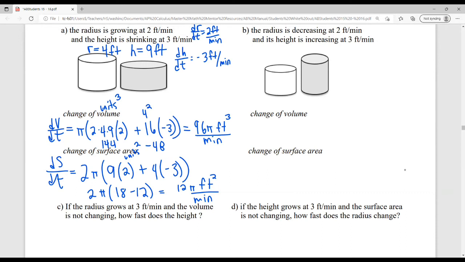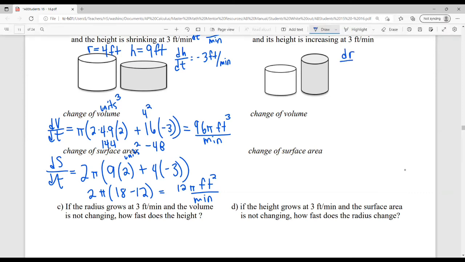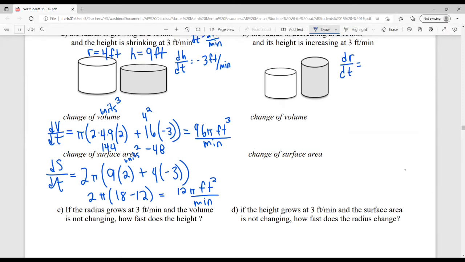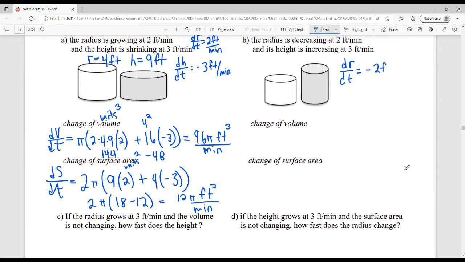I'm going to skip it for the sake of time, but you should be able to look at that and figure out the radius is decreasing. So we know dr/dt is equal to -2 feet per minute. And it says the height is increasing, so dh/dt would be equal to 3 feet per minute.